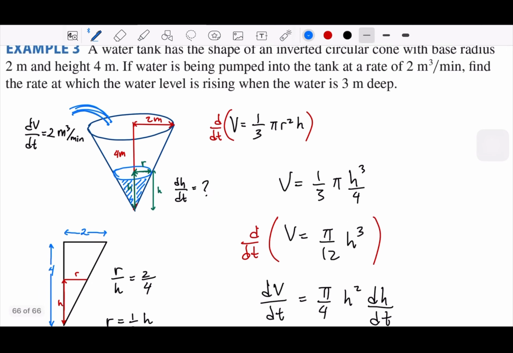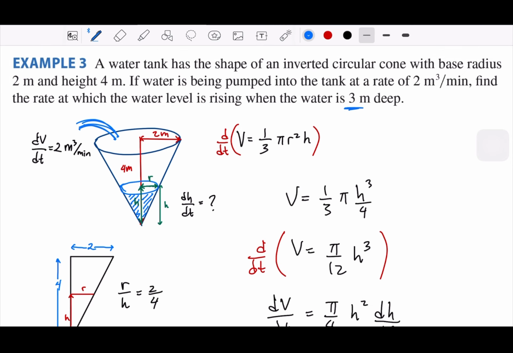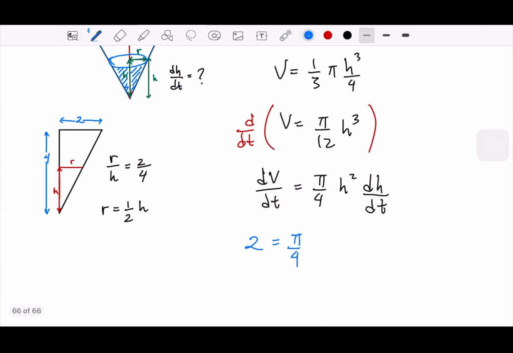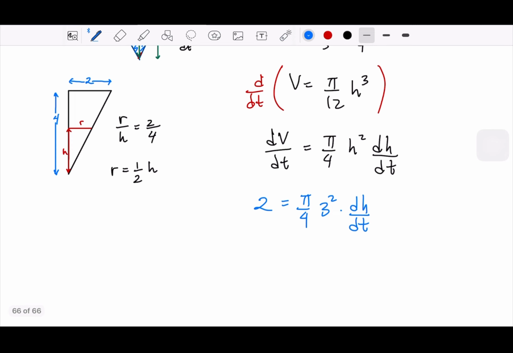The question is asking when h is 3. Now we can plug in this 3. Okay, we can plug in this 3. So 3 squared and then dh over dt. It's 9, 8. So dh over dt is 8 over 9 pi. Is it centimeter or meter? Meter per minute.